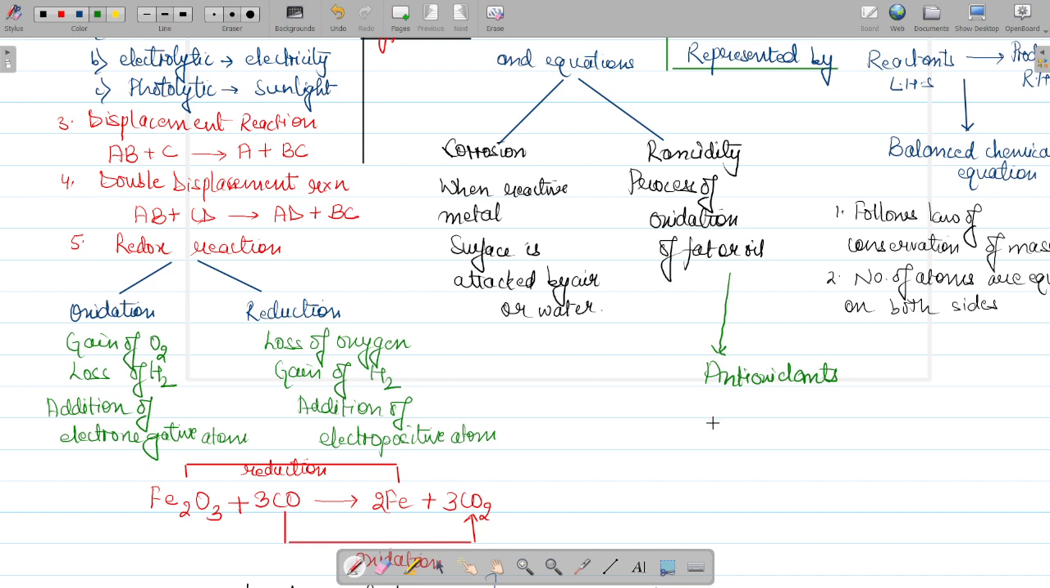But if the question comes about the antioxidant, we have BHA and BHT, and their full forms are butylated hydroxy anisole, and this is going to be butylated hydroxytoluene.